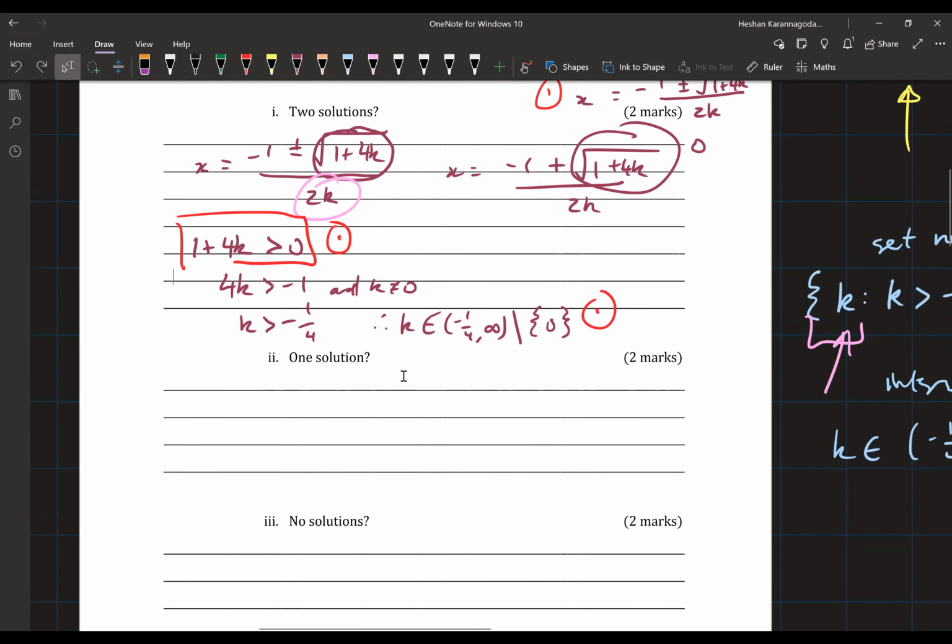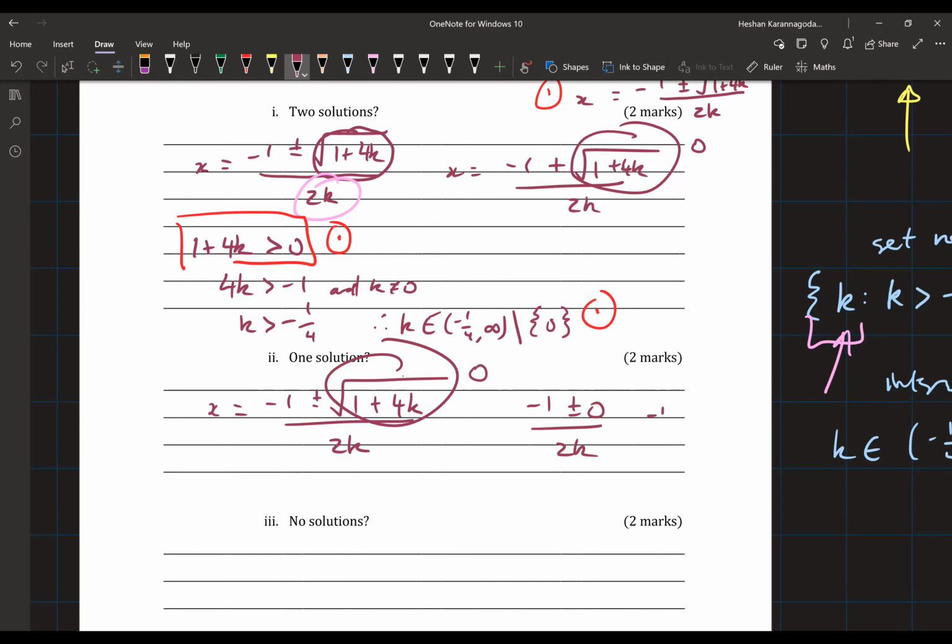Okay, so once we do the first part to this question, 2 solutions, the next parts become a bit easier. So for one solution, as I talked about before, we do it based on our general solution in terms of k. So for one solution, we want the square root to equal 0, because then we're plus or minusing nothing. So then both of our solutions would overlap. So let's say if the square root was 0, it would be -1 plus or minus 0 over 2k. So our solution would just be -1 over 2k. That's obviously just one solution.